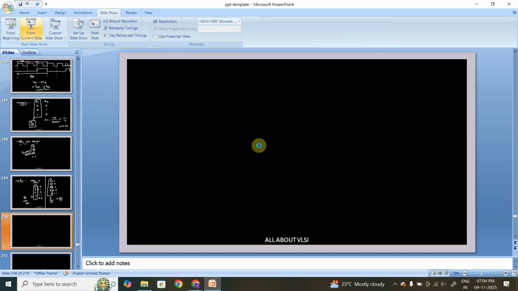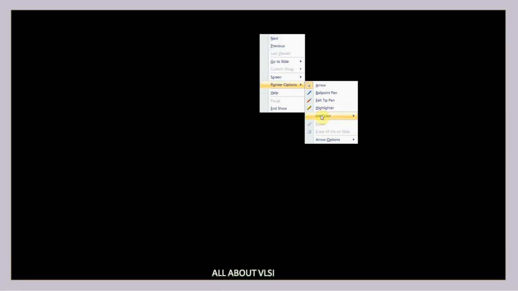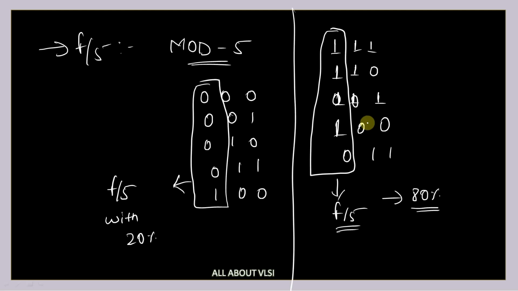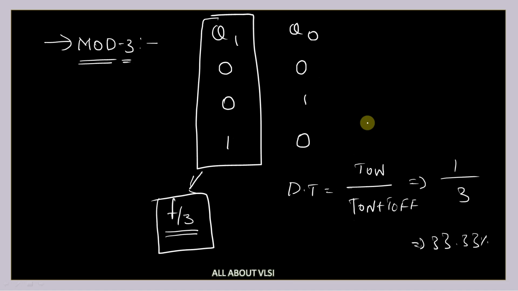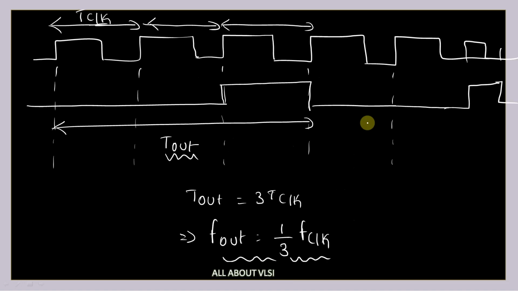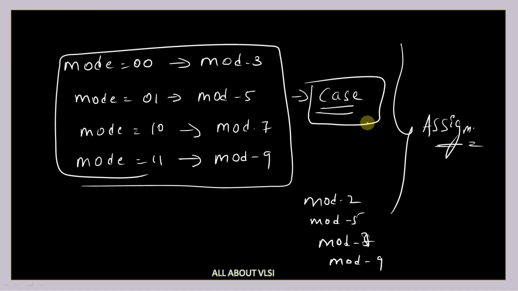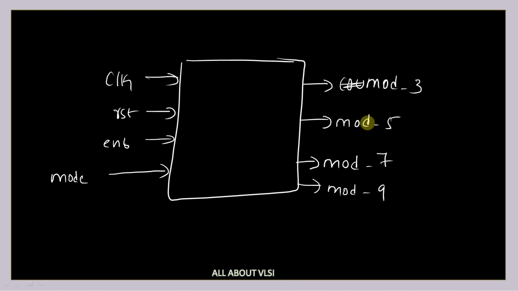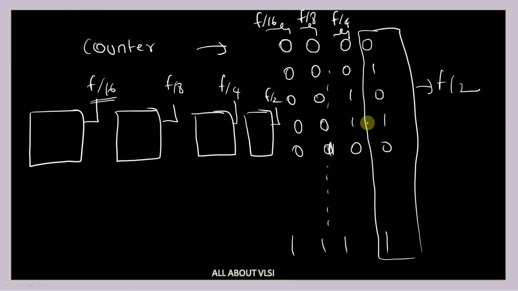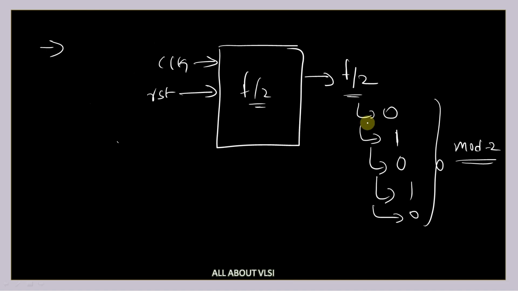In our previous sessions, we started with counter development, and we have seen how to achieve frequency division by 5, frequency division by 3, and how to achieve a mod 3 counter, and frequency division by 2, frequency division by 4, and frequency division by 8. All of this we have seen in our previous sessions. I hope you have watched the recordings.